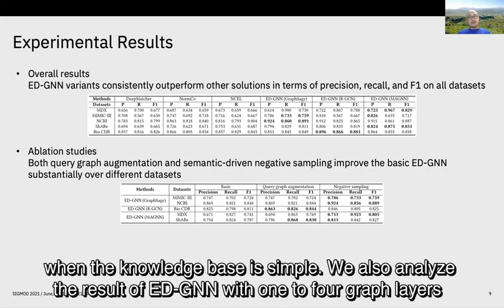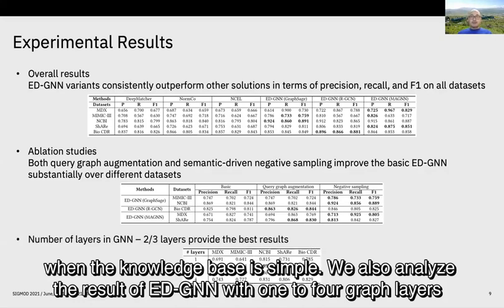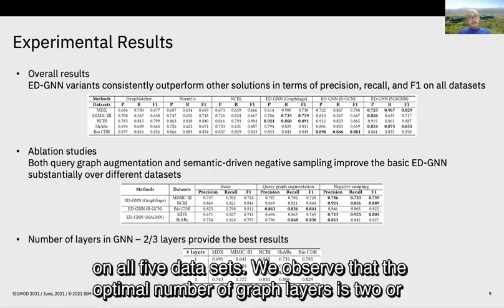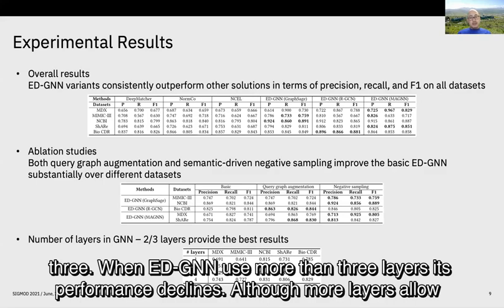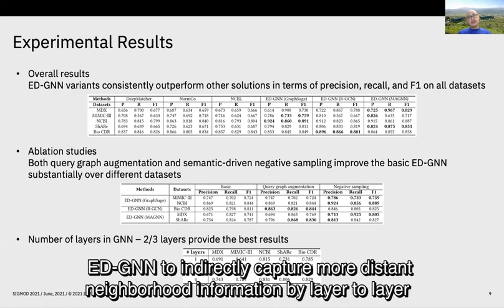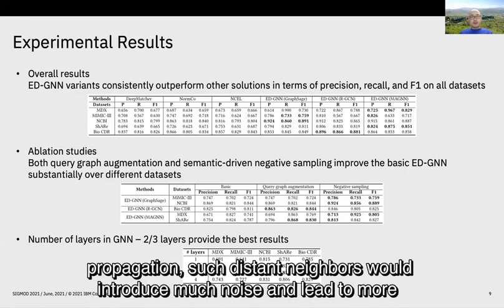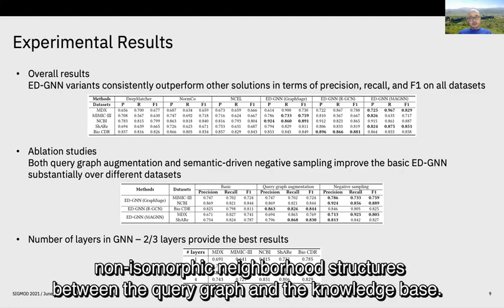We also analyzed the result of EDGN with 1 to 4 graph layers on all 5 datasets. We observed that the optimal number of graph layers is 2 or 3. When EDGN uses more than 3 layers, its performance declines. Although more layers allowed EDGN to indirectly capture more distant neighborhood information by layer-to-layer propagation, such distant neighbors would introduce much noise and lead to more non-isomorphic neighborhood structure between the query graph and the knowledge base.